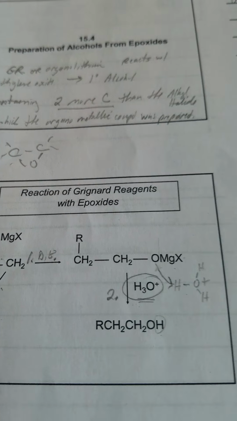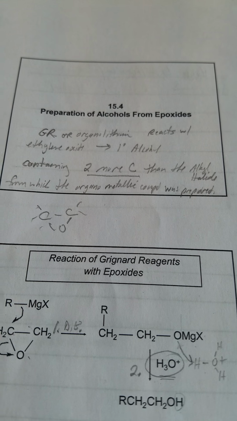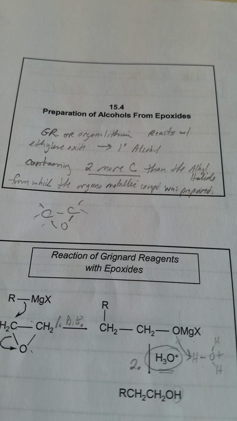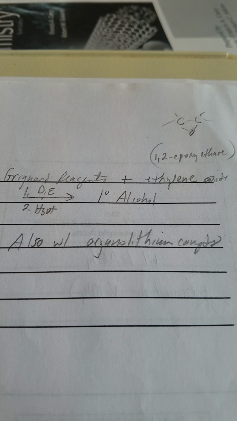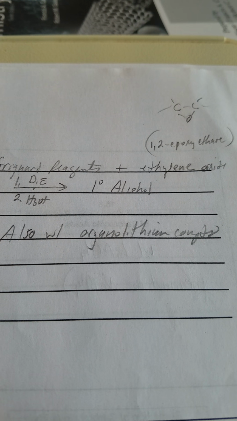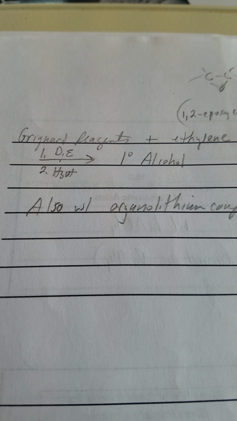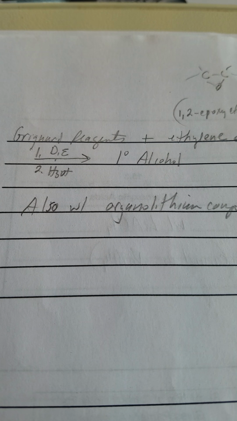And basically what that's going to do is add 2 additional carbons to the carbon chain of your alcohol. And you'll end up making a primary alcohol. So in general, you'll get your Grignard reagent, your ethylene oxide, or your 1,2-epoxy ethane, in the presence of diethyl ether and an acid catalyst, in this case the hydronium ion, and you'll make your primary alcohol.